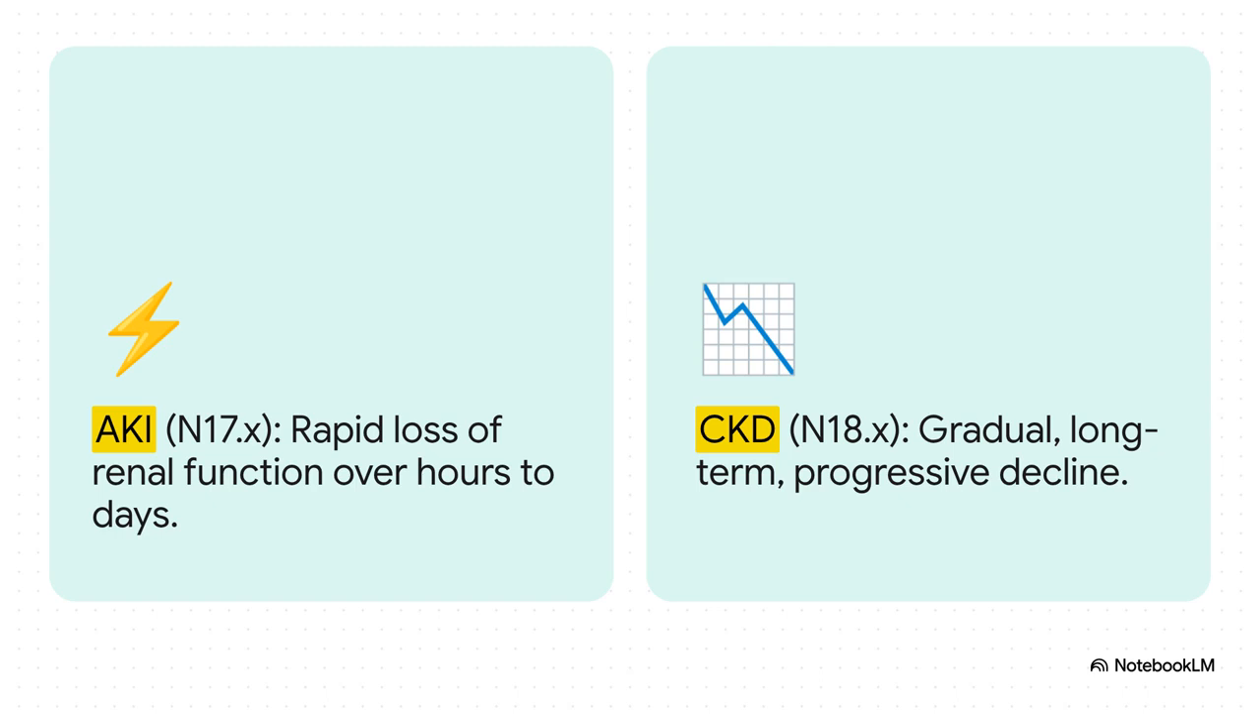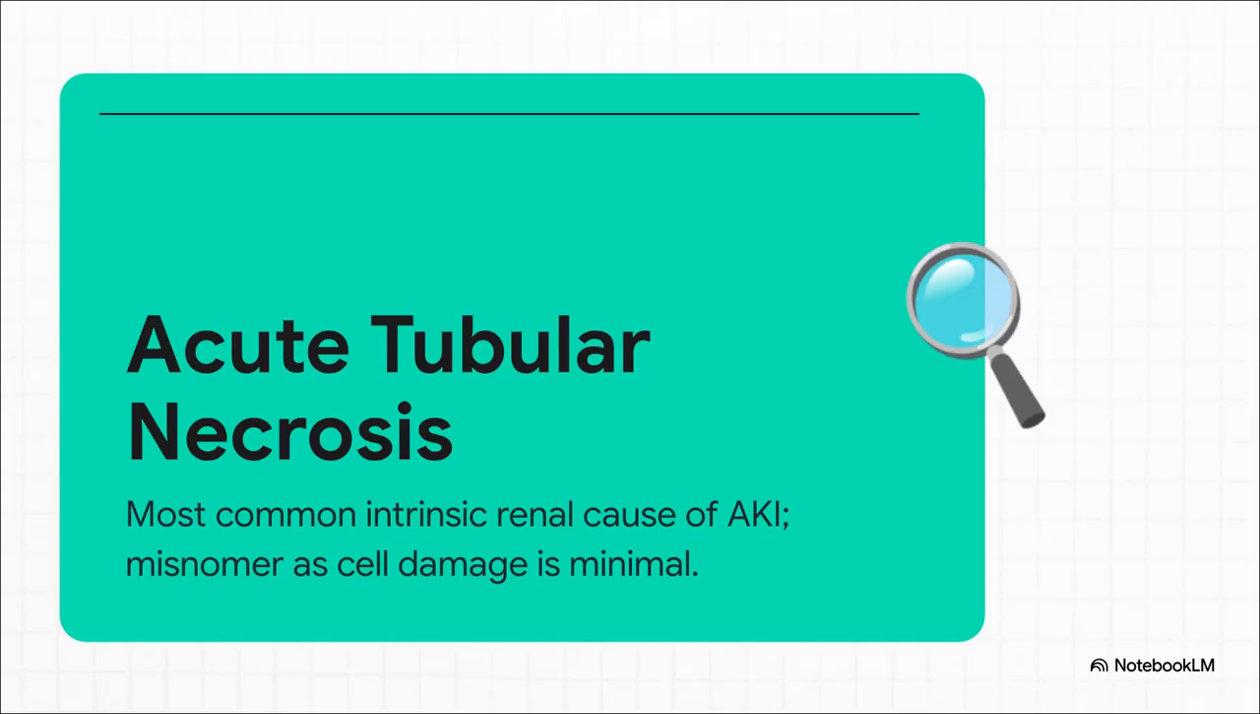Now, on the flip side, CKD in category N18 is a gradual, long-term decline. It's an ongoing chronic condition the patient just lives with and manages over a long period. Now, what's really fascinating about acute tubular necrosis, or ATN, code N17.0, is that the term itself is actually a bit of a medical misnomer. ATN is the most common intrinsic renal cause of AKI, meaning the pathology is literally inside the kidney itself. But it's a misnomer because, clinically speaking, cell damage is minimal, and it isn't entirely limited to the tubules. Crazy, right? But regardless of the name, if a physician documents ATN, it's an essential diagnostic condition that we have to capture.